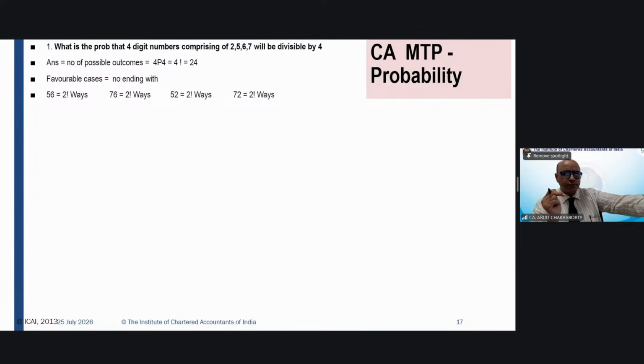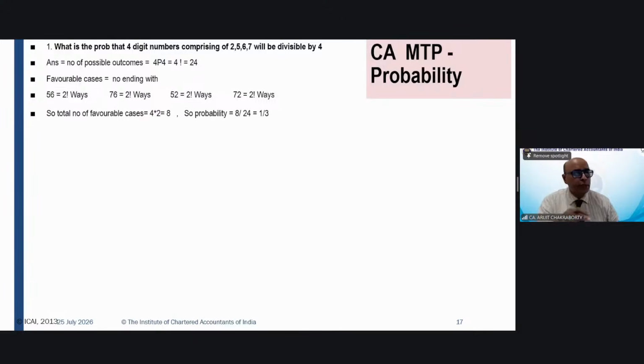5, 6, these 2 digits can occupy the last 2 positions in 2 factorial ways. Similarly, another possibility 7, 6. If the last 2 digits are 76, automatically 76 is divisible by 4. So this can be done in 2 factorial ways. Similarly, 52 and 72. Therefore, the total number of favorable cases comes to 2 factorial into 2 factorial into 2 factorial into 2 factorial, 4 times.